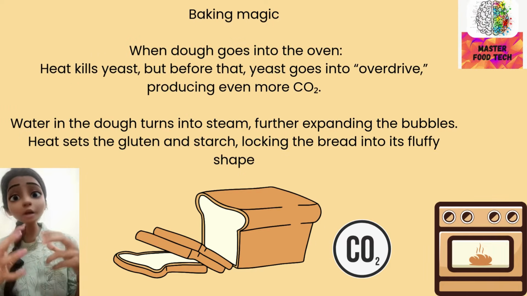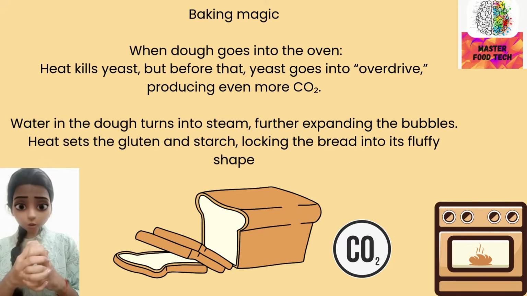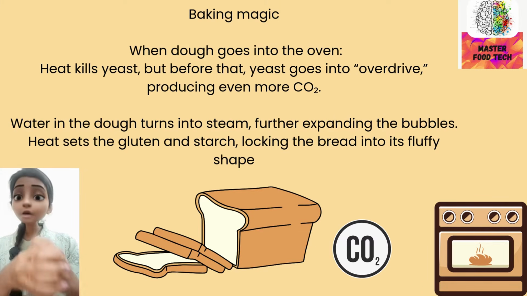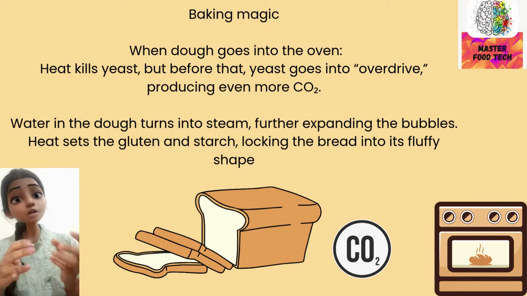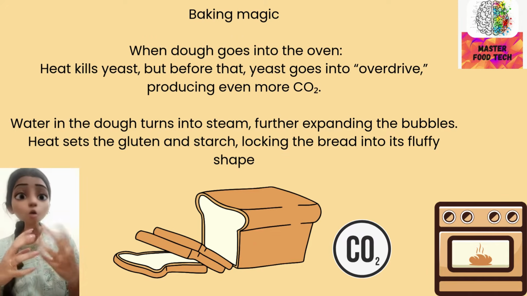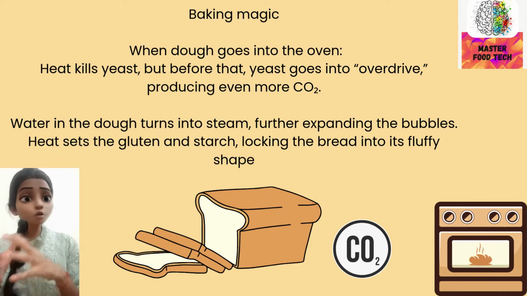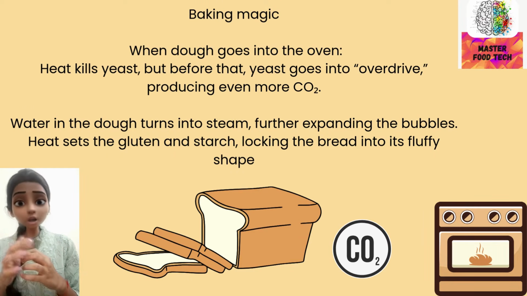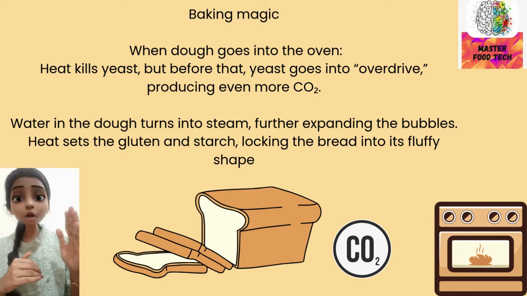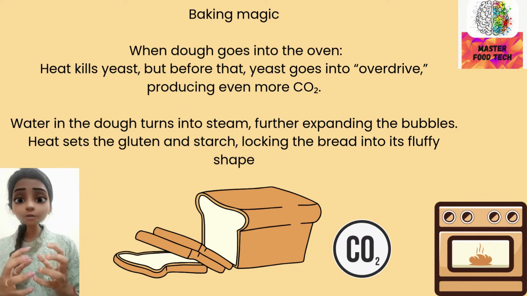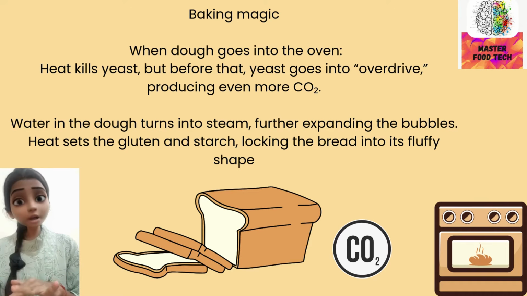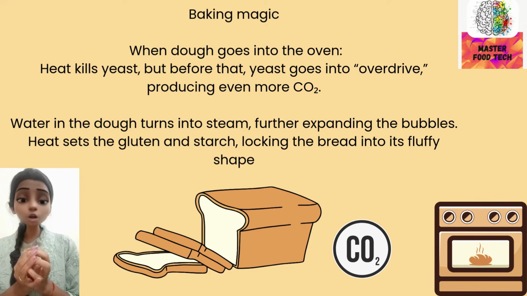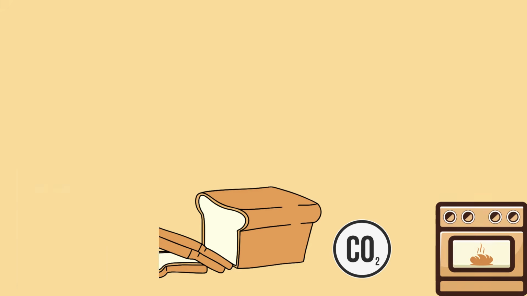And let's see the baking magic also. Like, when this proofed dough goes into the oven, the heat kills the yeast inside, so yeast growth stops. But before that, yeast goes into overdrive, producing even more carbon dioxide before heating. And during that heating, what happens? The water in the dough turns into steam, further expanding the bubbles, and the heat sets the gluten and the starch, locking the bread into a fluffy shape.